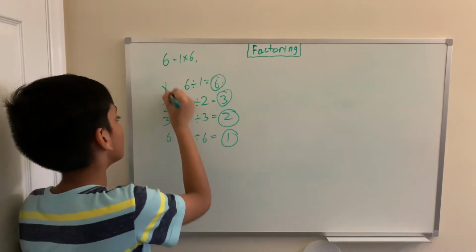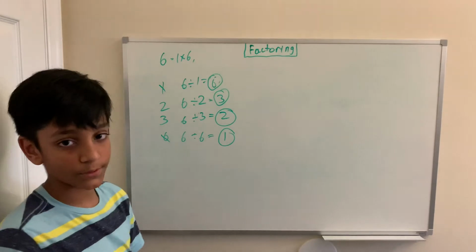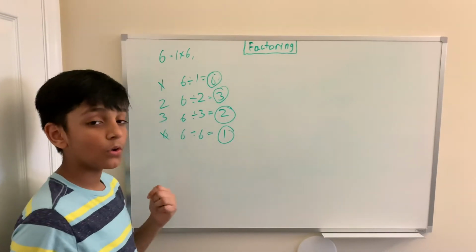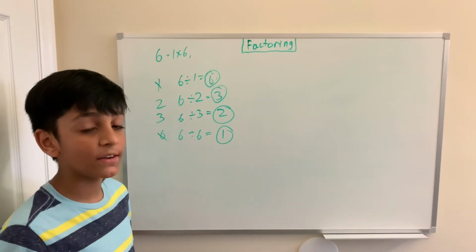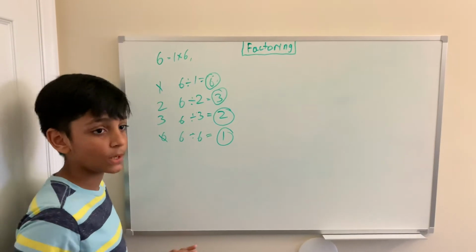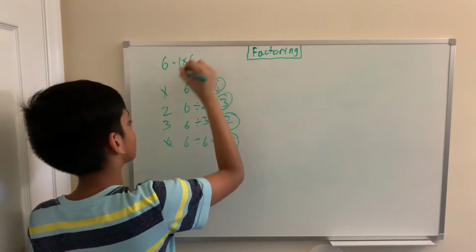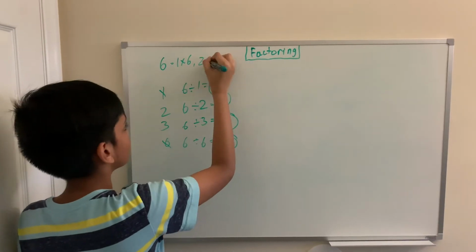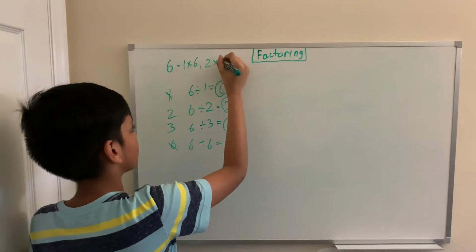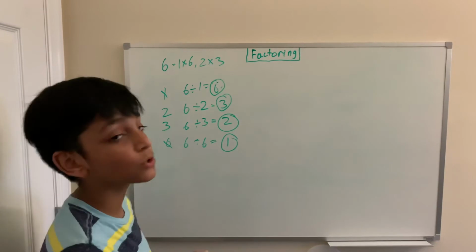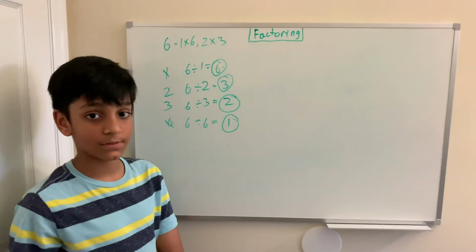But we still have 2 and 3 left over. So there could be more than one factoring expression. You're allowed to use whichever one you want, or both, if you're asked to. So 2 times 3 equals 6. That is also another one of our factoring expressions.